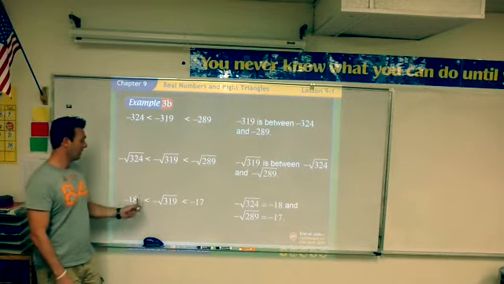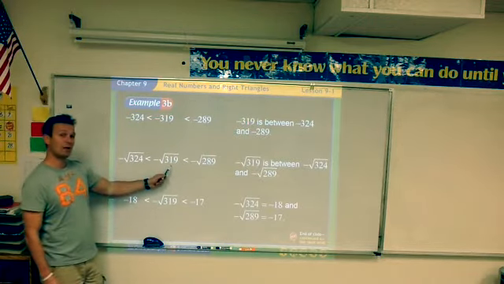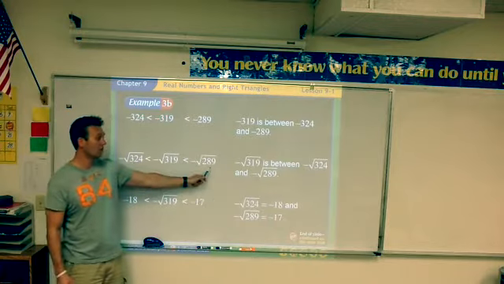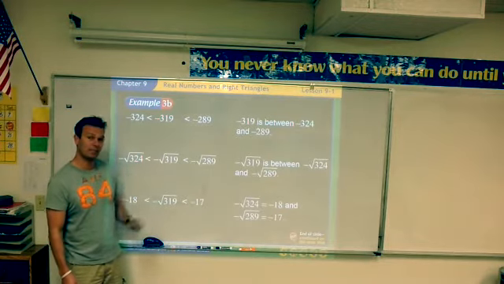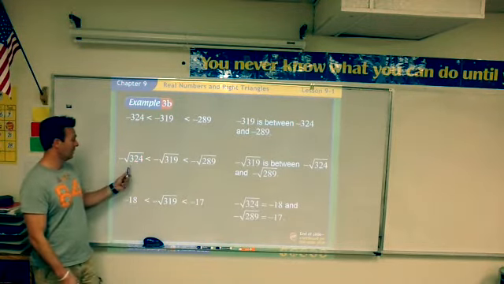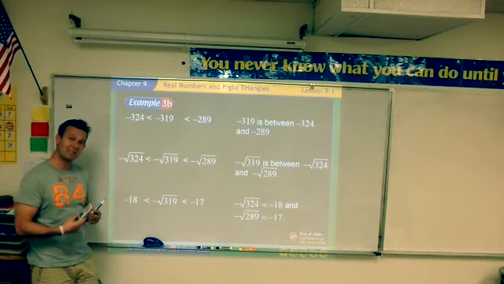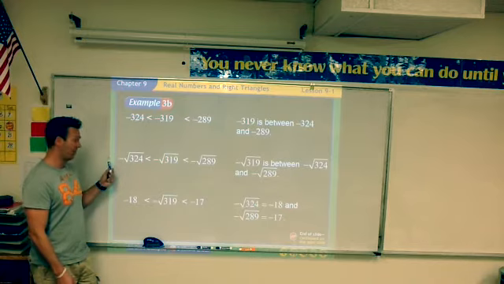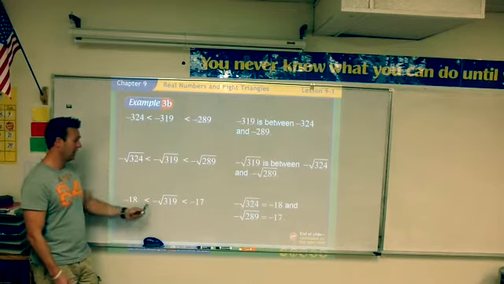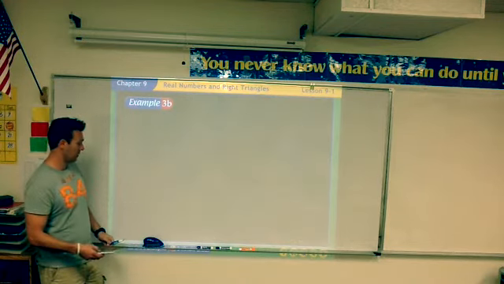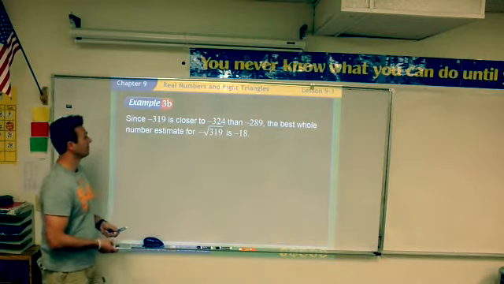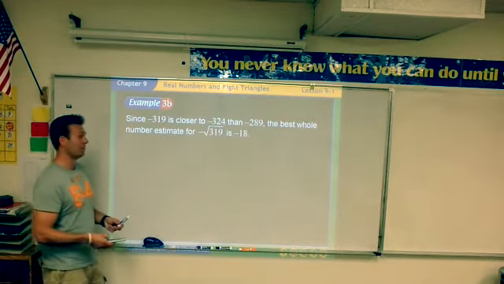Alright, so obviously 319, the next question you have to ask yourself is, is 319 closer to 324, or is it closer to 289? The answer to that obviously is 324. Since it's closer to 324, the square root of this would be negative 18. Therefore, your closest estimate and your answer is negative 18. That would be the best whole number estimate.